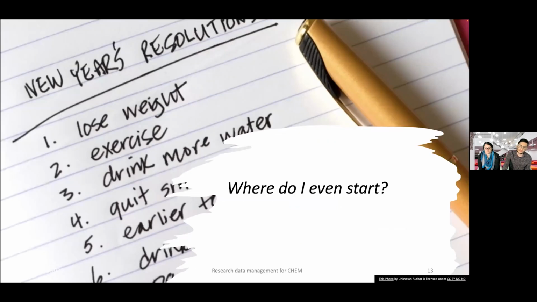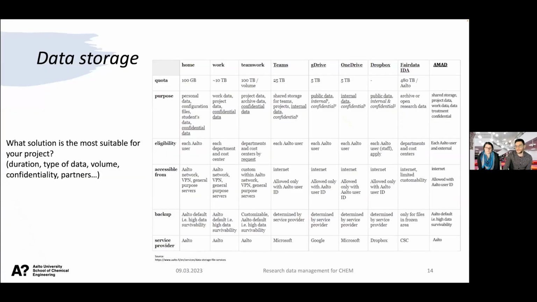And so the question you might ask is, what are my New Year's resolutions? What am I going to start doing in my practice if I don't do it already? And the first thing you need to consider is where to save your valuable information.